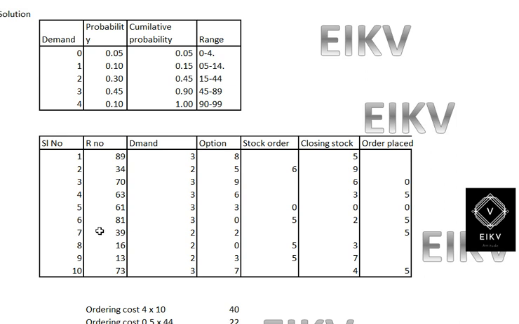The next day, the random number is 61, and 61 is in the range between 45 to 89. Therefore, 3 is the demand, and after meeting the demand of 3, the stock will be 0. The next day the stock will arrive.